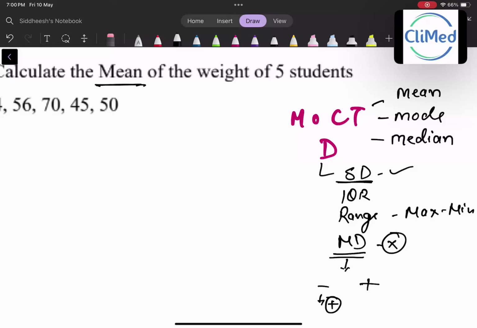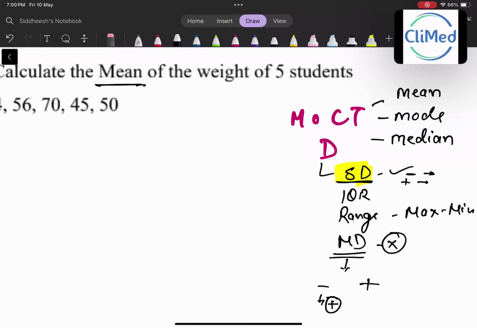However, in the case of standard deviation, what is going to happen? Your negative value will be carried forward. Your positive numbers will be carried forward. So we are not doing any discrimination between these two values. So that's why we use standard deviation more in research compared to the mean deviation.